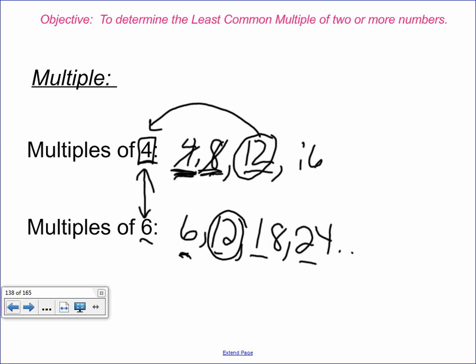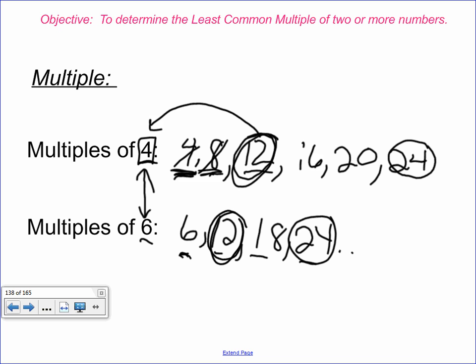So 12 is the smallest common multiple of both 4 and 6. 12 has 4 as a factor, and it also has 6 as a factor. If I would keep going, I would see that there are lots of other common multiples of 4 and 6. The next one is 24. But we want the least common multiple. So here it is, the smallest multiple that they both have, or the least.